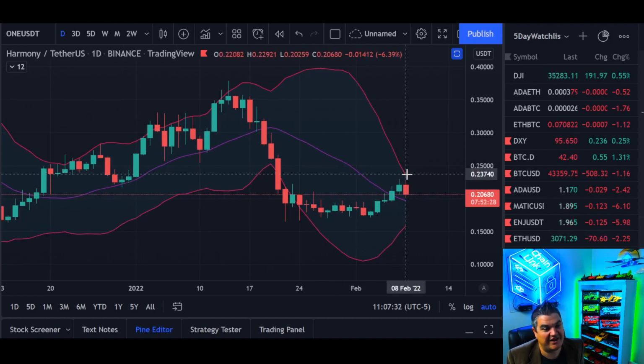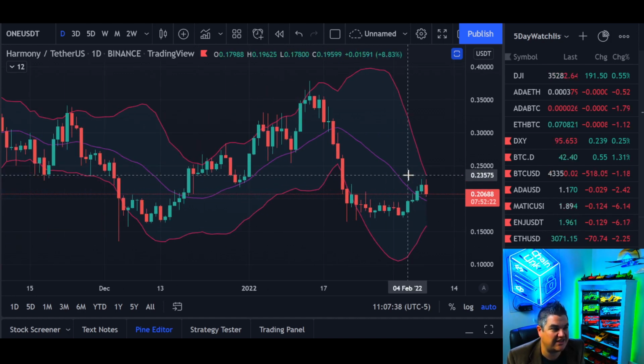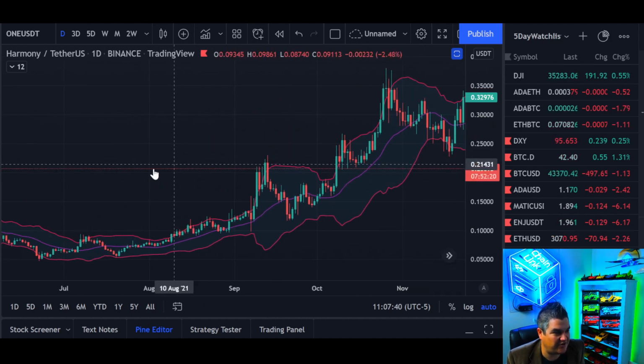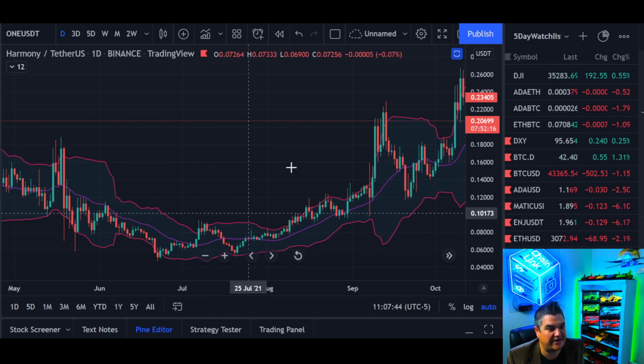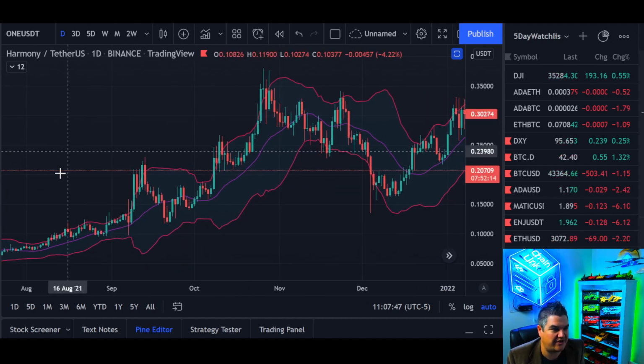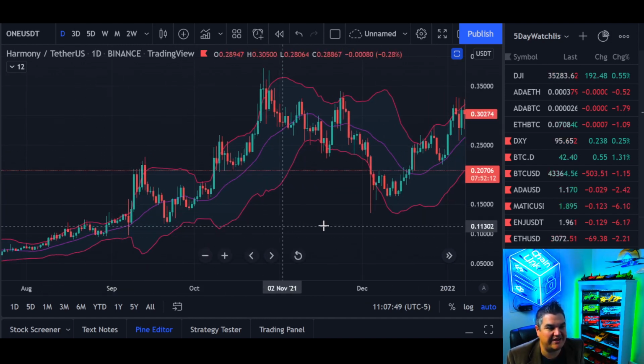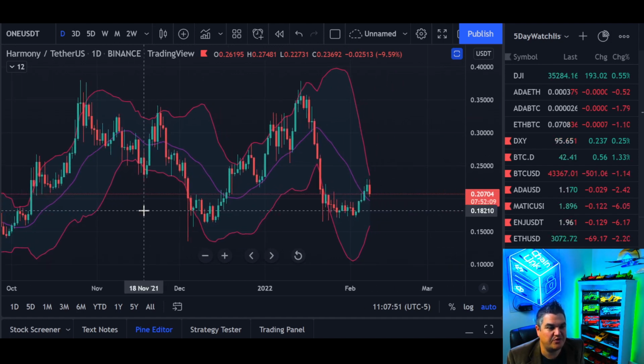But the Bollinger Bands, why are they becoming so narrow here? Well, the volatility is decreasing. So that's usually a good sign. Why? Well, go back in history. When the volatility bands narrow, a larger move is coming on any coin, not just Harmony One. The more narrow the bands get, the larger move is approaching.